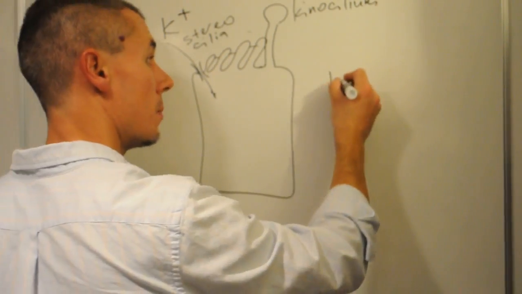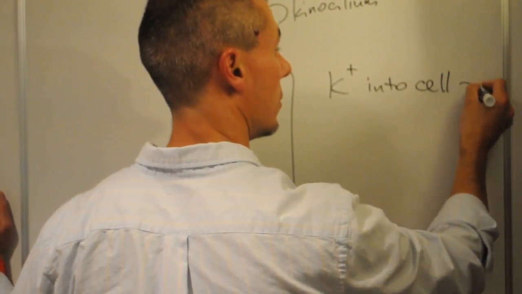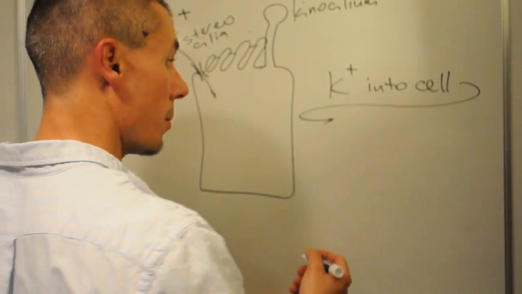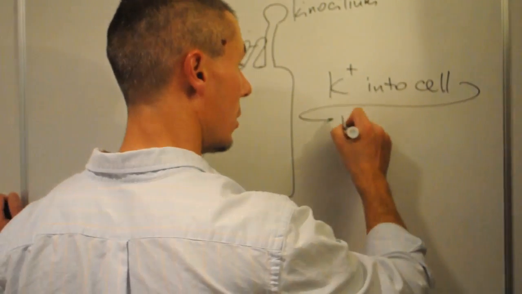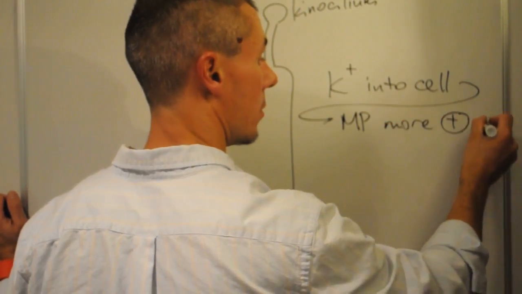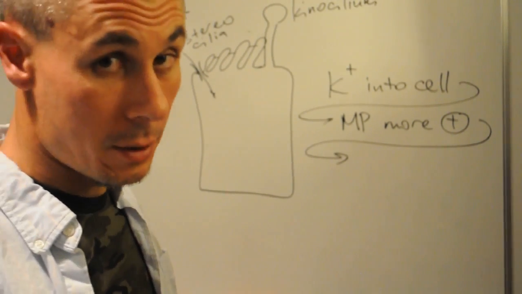So when potassium diffuses into the cell, positively charged ions bring membrane potential up, make it more positive. We call it excitation, depolarization, right?